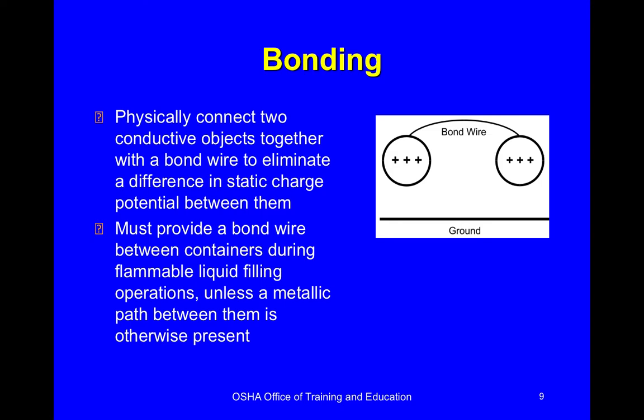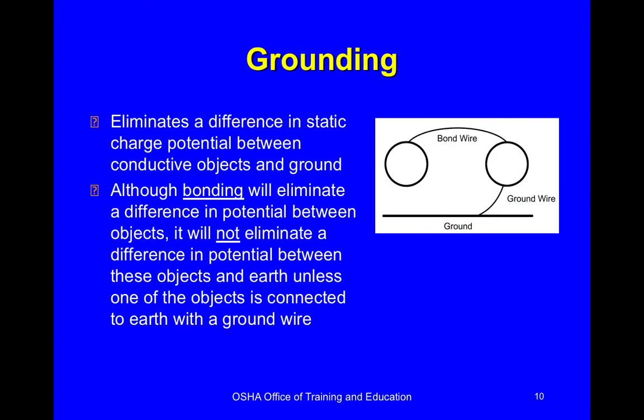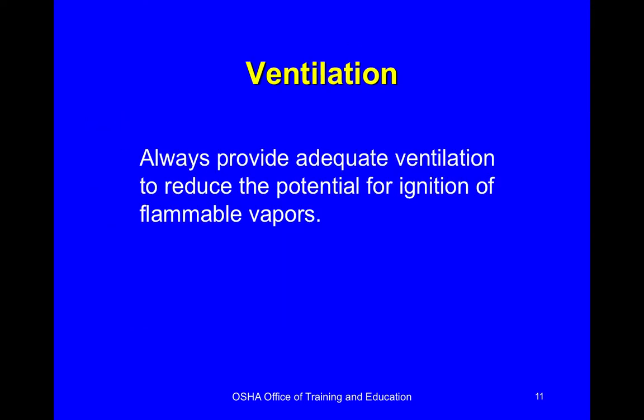The problem now is the ground. The ground is at a different charge. So you also have to ground with a wire or something that will conduct electricity. One of those tanks or part of that system has to be grounded. So both bonding and grounding are important. Ventilation is also very important because you need to be able to get vapors away from any ignition sources.